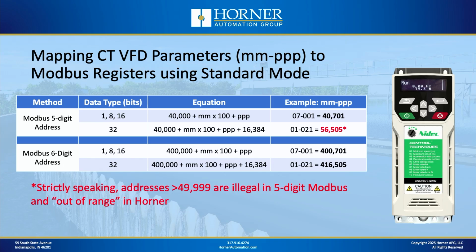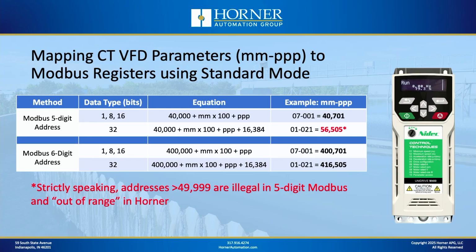With Modbus 6-digit addressing, which the drive also supports and the Horner also supports, the starting holding register number is 400,000, not 40,000. So you use the same exact formula as before, but you add your calculation to 400,000, and you end up, in our example of menu 7 parameter 1, with a Modbus 6-digit address of 400,701 for the case of 1, 8, or 16-bit data, and 416,505. Remember, we had to add 16,384 in the extra step there for 32-bit data.